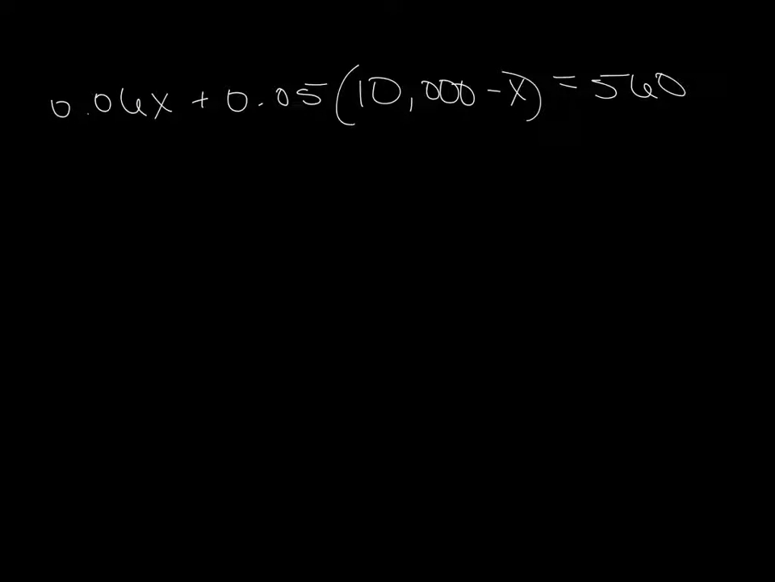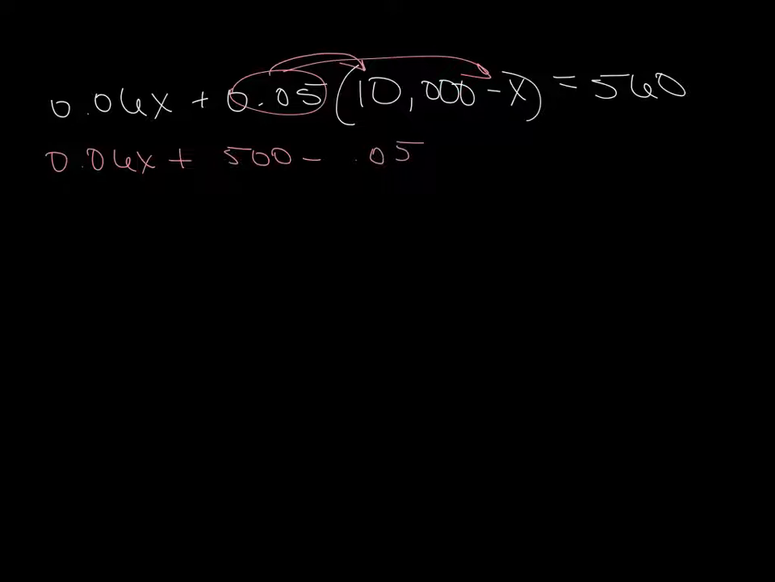Alright, so this is what I suggest doing. If we can distribute, you always distribute first. So we're going to multiply that times that, and then this times this. Okay, so we just distributed.